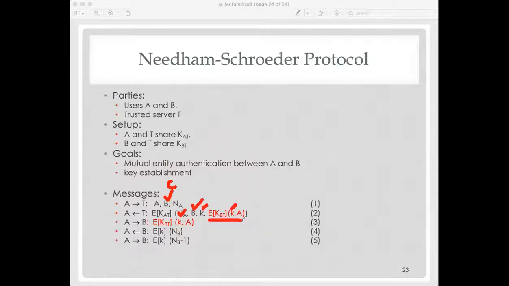Why? Because fundamentally, here what is happening is I know that this is a key that I just asked from T, for my answer to communicate with B, and it has the following structure. So now I know this key will be used between me and B.